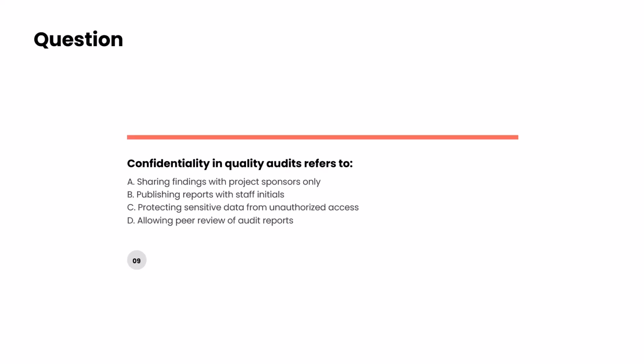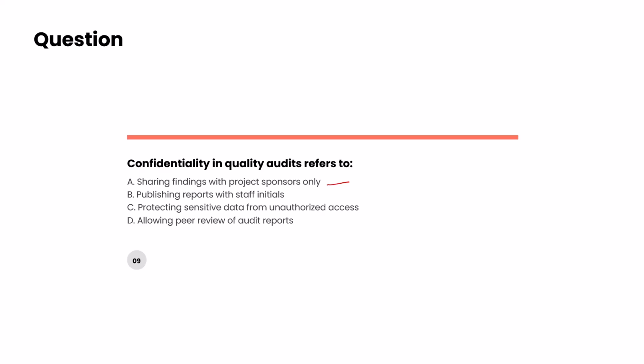Coming to the last question in this series, which is question number 9: confidentiality in quality audit refers to. So when we are doing a quality audit, we talk about confidentiality. What does that mean? Does that mean sharing findings with the project sponsor only? No, the audit report goes to many more people other than the project sponsor unless this was some confidential audit. So I will not go straight away with this and will read the next choices.